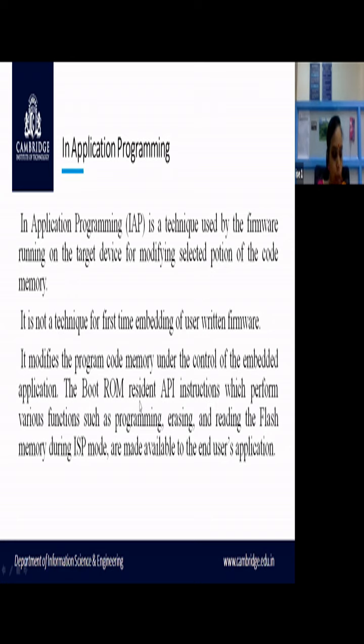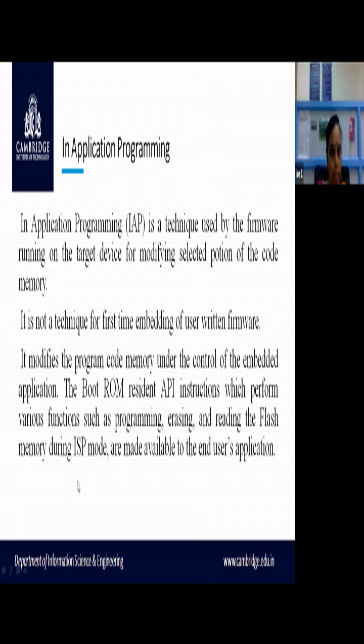It modifies the program code memory under the control of the embedded application. So the boot ROM resident API instructions, which perform various functions such as programming, erasing, and reading the flash memory during ISP mode, are made available to the end user's application. Again, these functions are performed by setting up specific registers as required by a specific operation and performing a call to the common entry point.